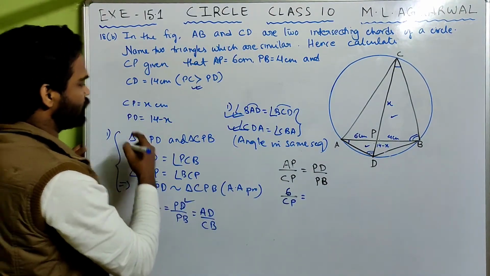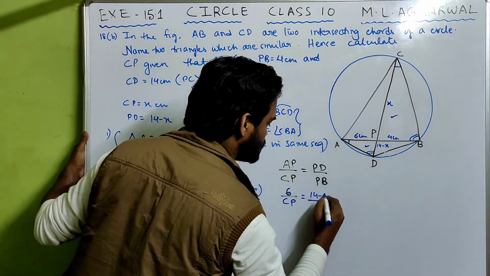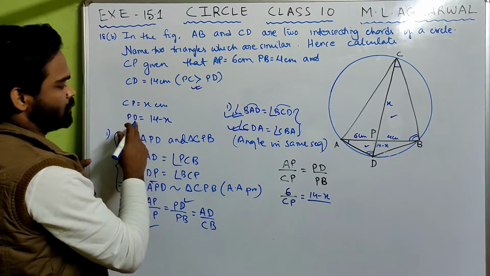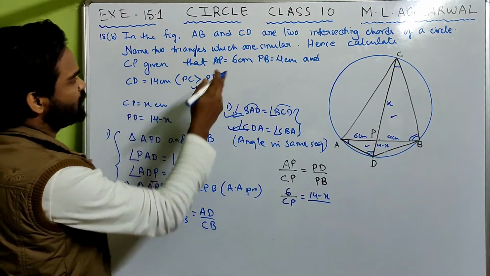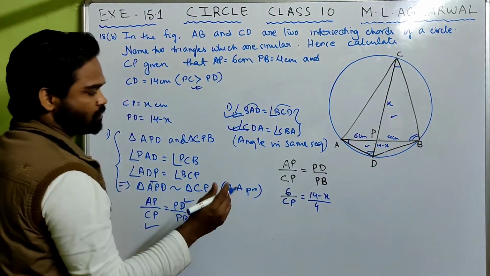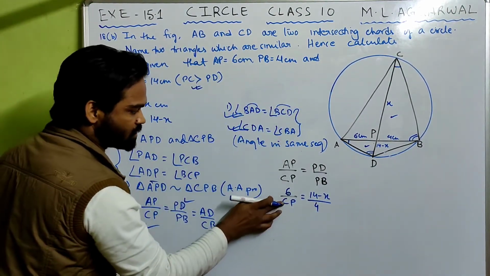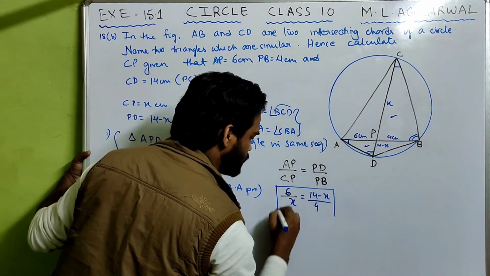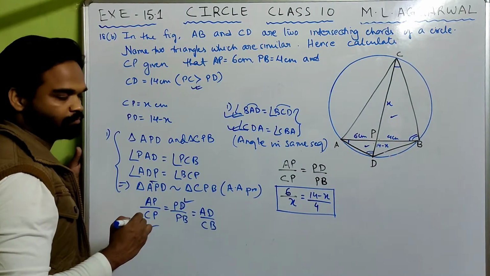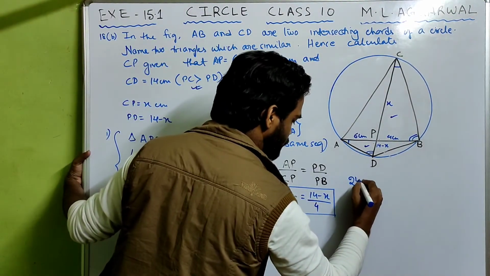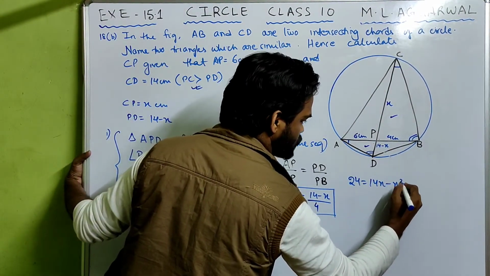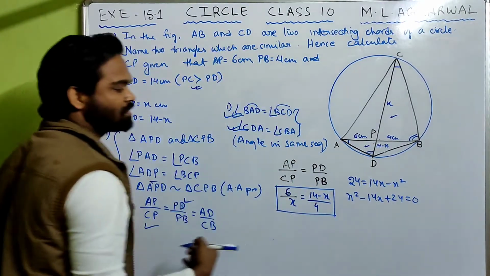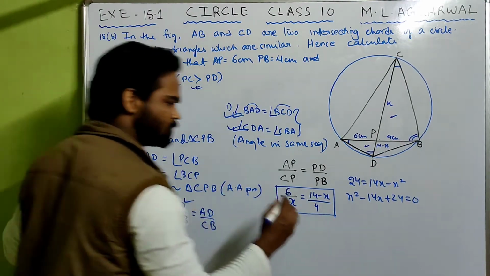PD I have taken as 14 minus X. And PB I have taken as 4. Just a minute. CP I have taken as X. So instead of this, I'll put X. Now I need to find the value of X over here. So this is 24 equals 14x minus x square. X square minus 14x plus 24 equals 0. That's a quadratic equation. Solve it.